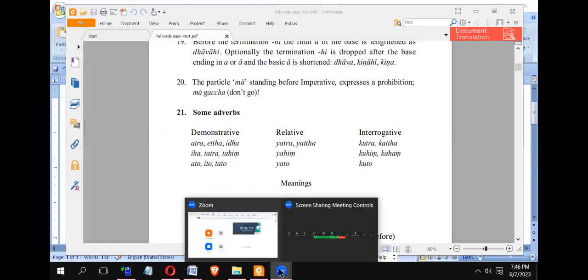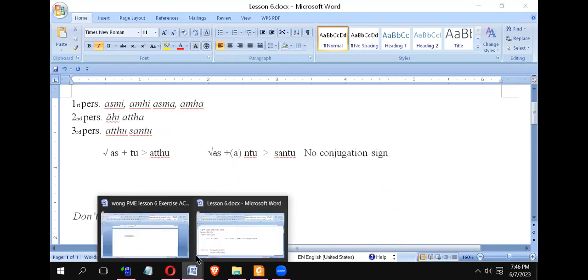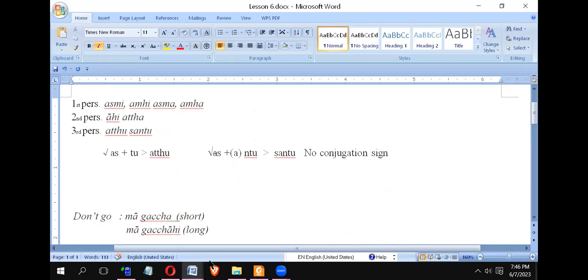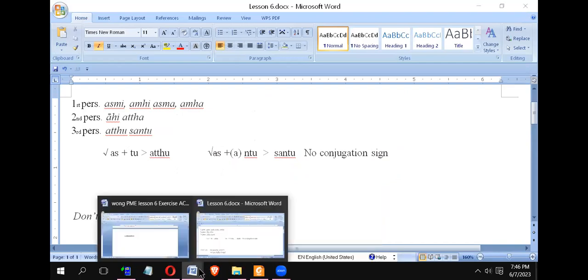Okay. Can you all see the screen now? Yes, can see. Okay. Right.